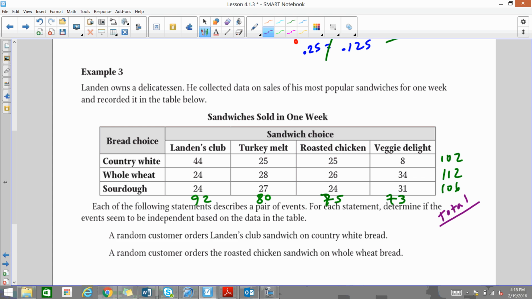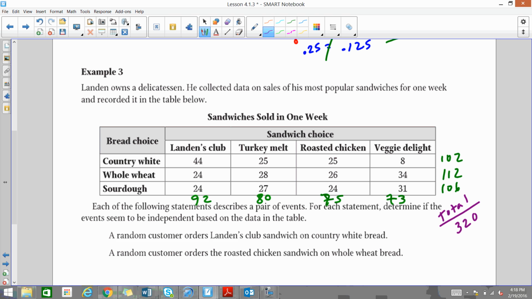So what you can do is you either add up everything going downward or everything going across in these green numbers. So I'm just going to go downward. So 102, 112, and 106 added together, and you get 320 total sandwiches. And you'd get the same thing if you added up all the numbers going on the bottom, 92, 80, 75, and 73. You get 320 also. All right, so you need these numbers.